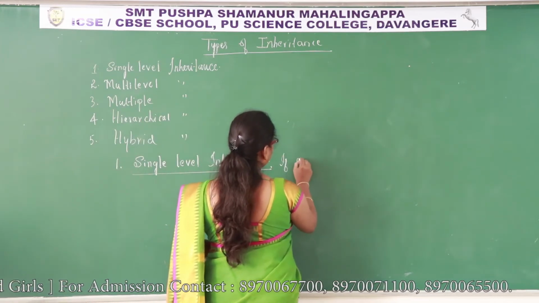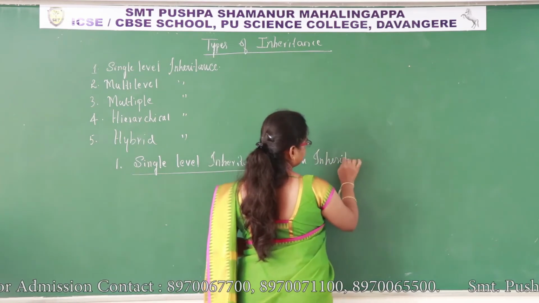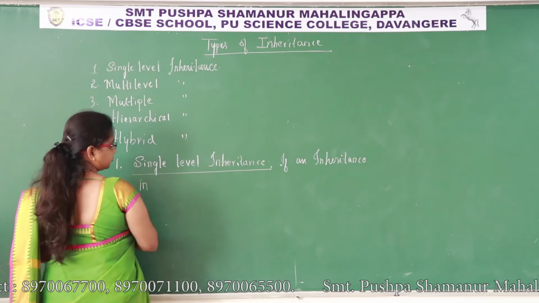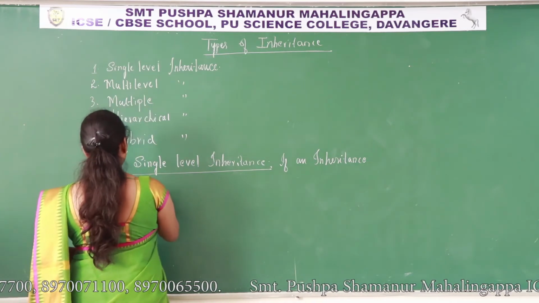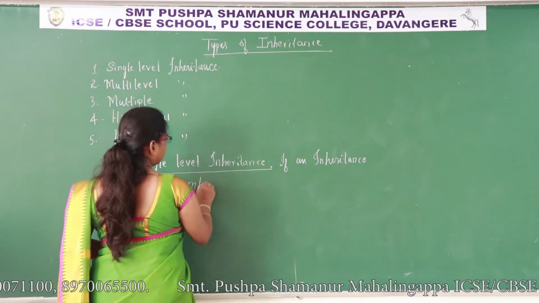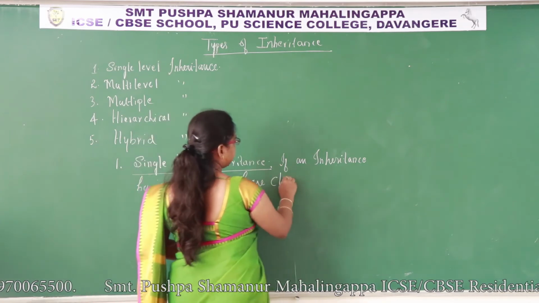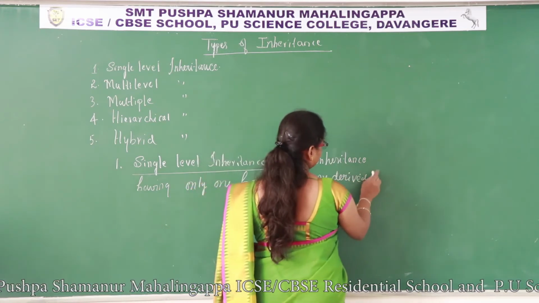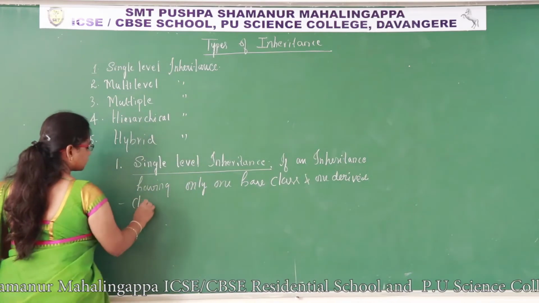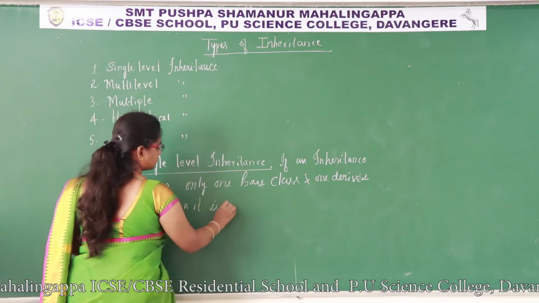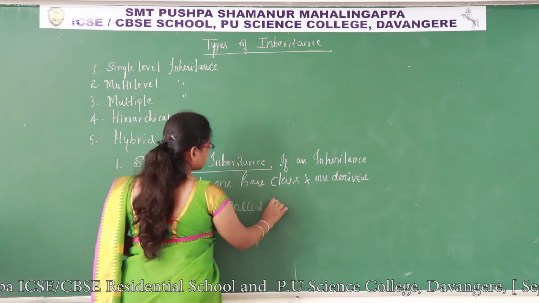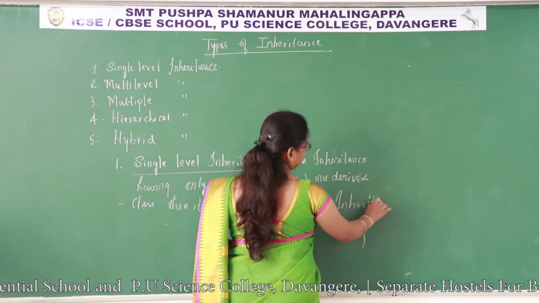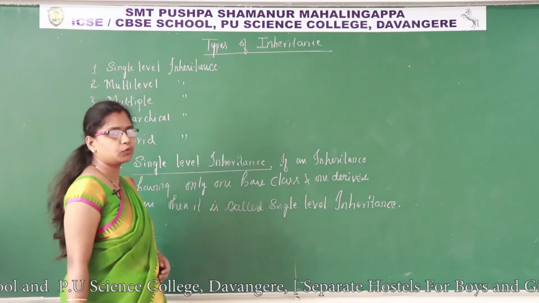If an inheritance having only one base class and one derived class, then it is called single level inheritance. So what would be the pictorial representation?